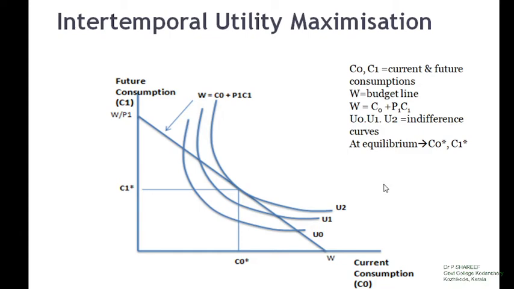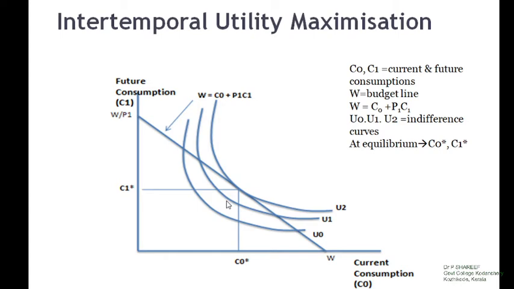Here in the diagram, the x-axis measures current consumption and the y-axis measures future consumption. U0, U1, U2 are indifference curves which measure the level of satisfaction of the individual. And the downward sloping straight line represents the budget line, that is W by P1, W represents the budget line.